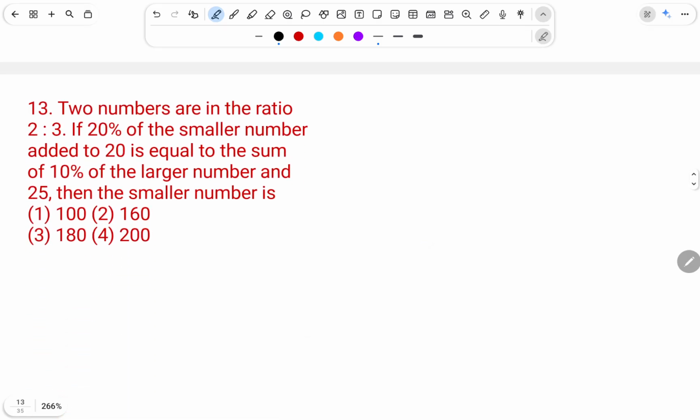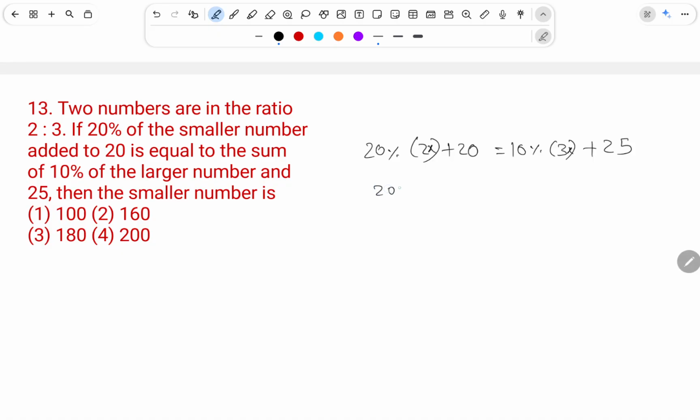Next. Two numbers are in the ratio 2:3. If 20% of the smaller number added to 20 is equal to the sum of 10% of the larger number and 25, then the smaller number is? Since they are in the ratio 2:3, take 2x and 3x. 20% of the smaller number added to 20 equals 10% of the larger number plus 25. Now bring x to one side.